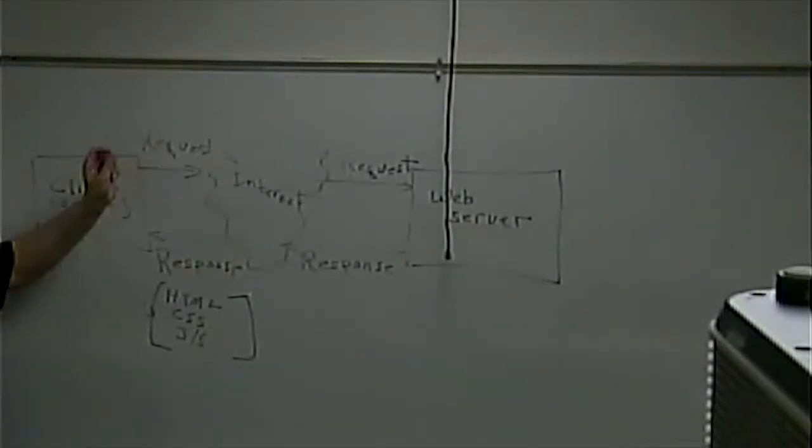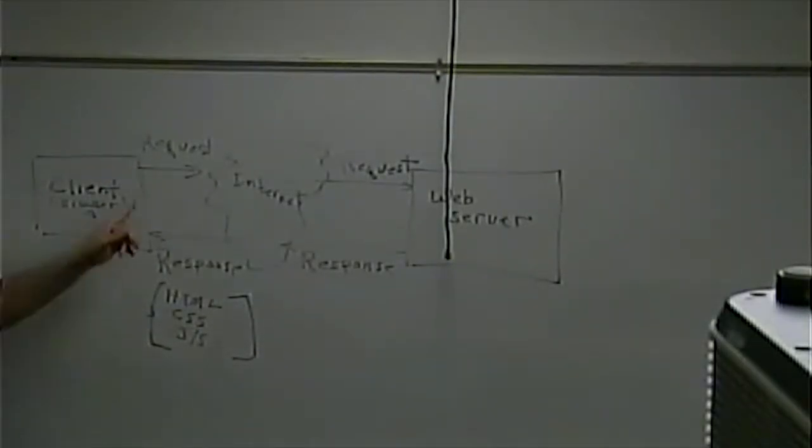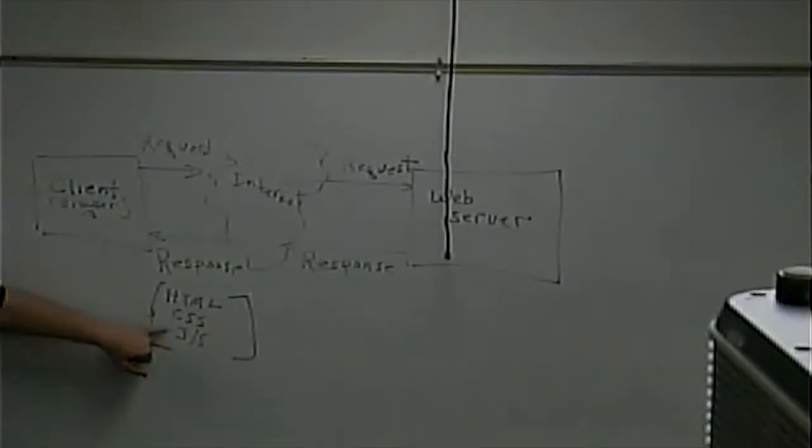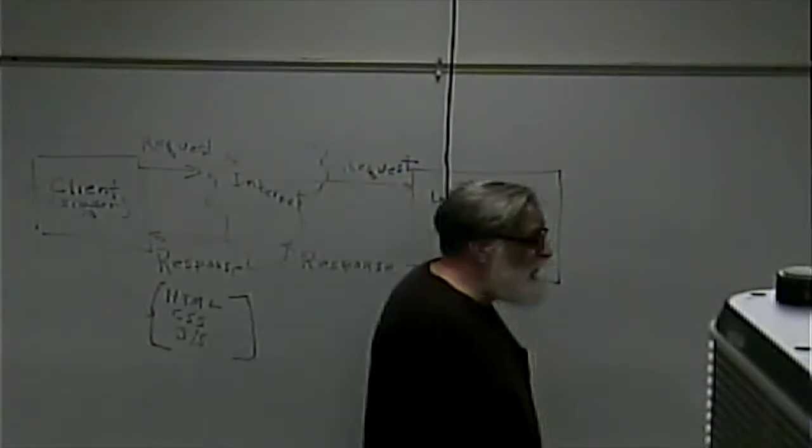Alright? So that Googlebot that's going out and searching the internet to create an index is making a request, just as me sitting down at the keyboard and typing in the address bar that I want google.com or ccc.edu or whatever is making a request. So the response typically is going to come back in the form of a web page. And a web page typically consists of HTML, CSS, and JavaScript. Okay, so far so good.